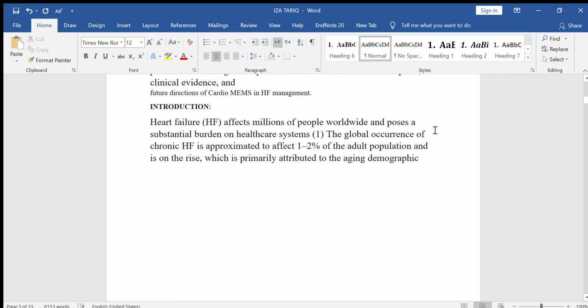Introduction. Heart failure affects millions of people worldwide and poses a substantial burden on the healthcare system. The global occurrence of chronic heart failure is approximately 1 to 2%. Basically, in daily life, 1 to 2% of people can be affected by this disease.